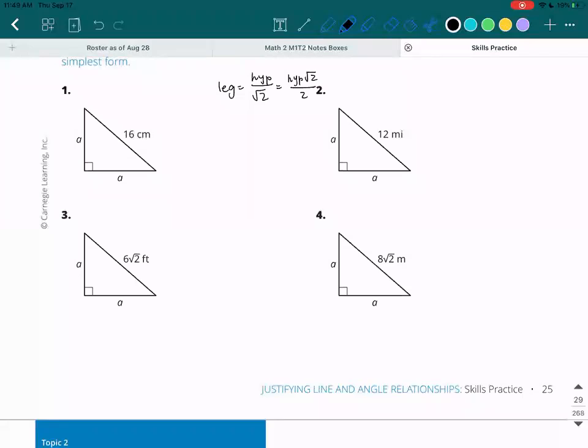Okay. So for number 1, our hypotenuse is 16, right? And then since there's no radical here, we're going to use this formula for our leg.